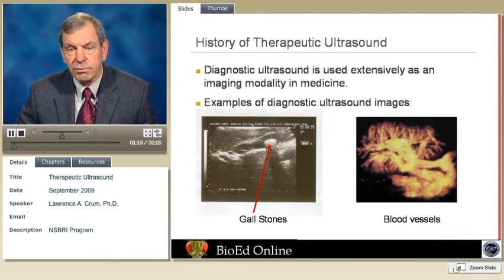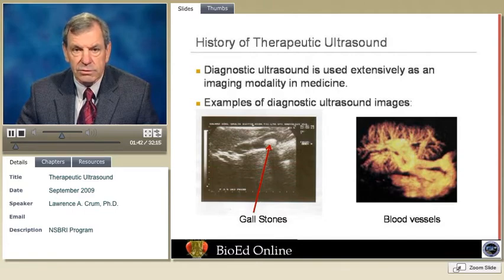Most of you probably are aware of the use of diagnostic ultrasound. In diagnostic ultrasound, one uses a pulse echo technique, something like sonar, to send out a pulse, have it reflected, and use that reflected pulse to form an image of the tissue that is being illuminated by the ultrasound. I show here a picture of gallstones that are illuminated by the ultrasound imaging system.